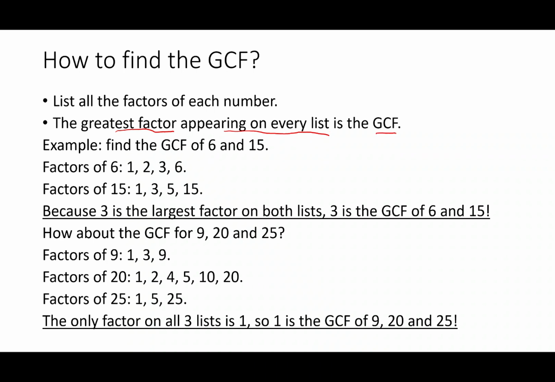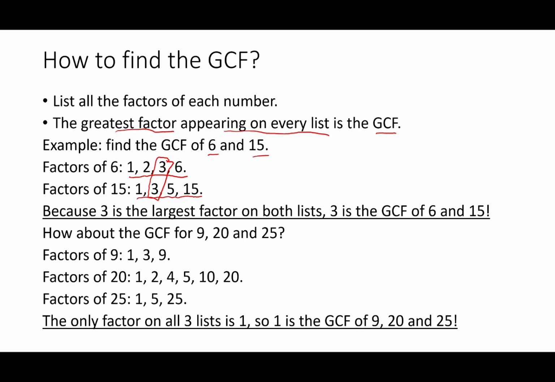Right? For example, we want to find the GCF for the numbers 6 and 15. We list the factors of 6. We get 1, 2, 3, 6, and the factors of 15: 1, 3, 5, and 15. Now you will notice that on both lists, the number 3 appears, and is the largest factor on both lists. So therefore 3 is the GCF of 6 and 15.